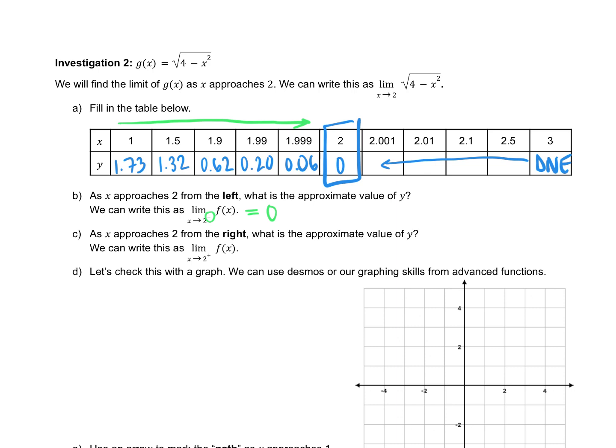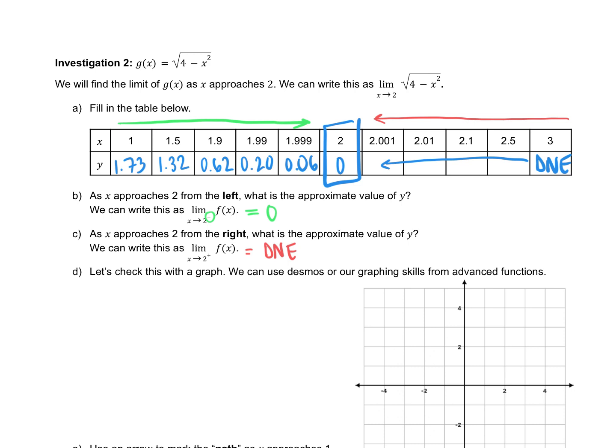So now, when I'm trying to take the limit from the right side, the values do not exist. So if the values do not exist, there is no value that we're approaching from the right side of this function. So the limit as x approaches 2 from the right does not exist. Now let's see what this looks like visually.